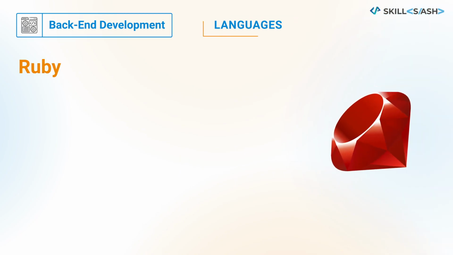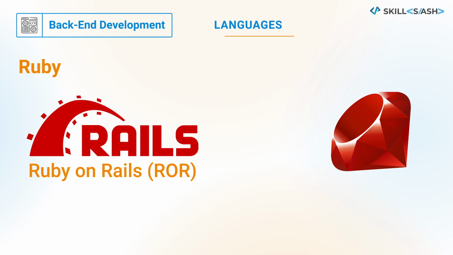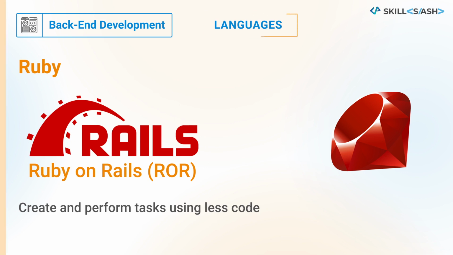Ruby. Ruby is a programming language you can use with Ruby on Rails, ROR, a framework created specifically for Ruby that allows you to create and perform tasks using less code.